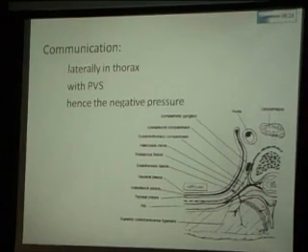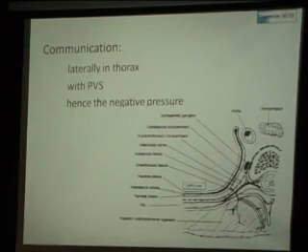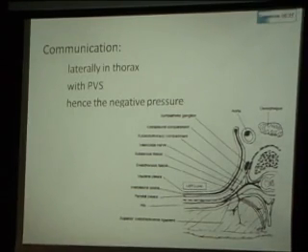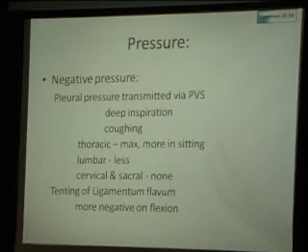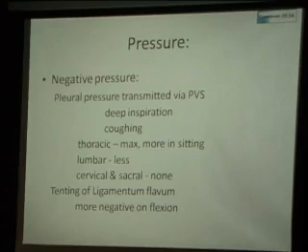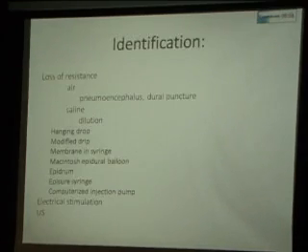Now the epidural space communicates laterally in the thorax with the paravertebral space, and some people say that this is responsible for the negative pressure that we find in this space, while others say that it is the tenting of the ligamentum flavum by the needle that we have introduced, trying to reach this space, which causes this negative pressure.